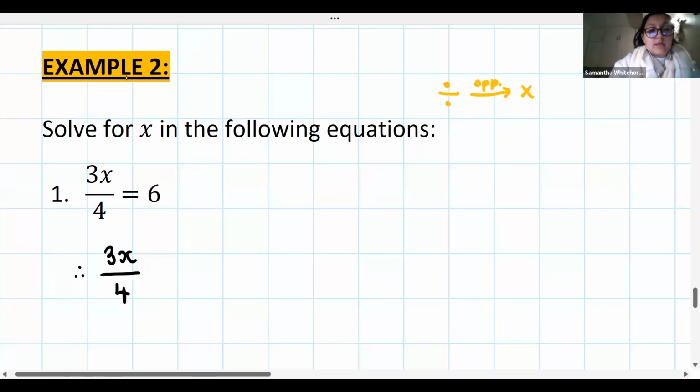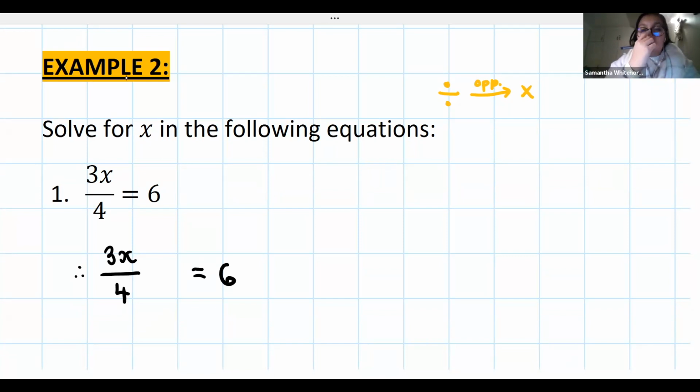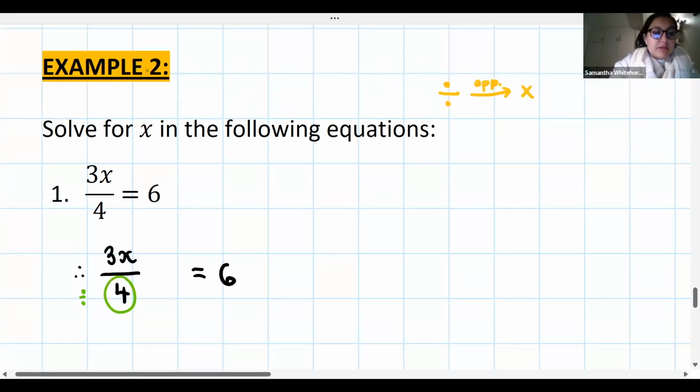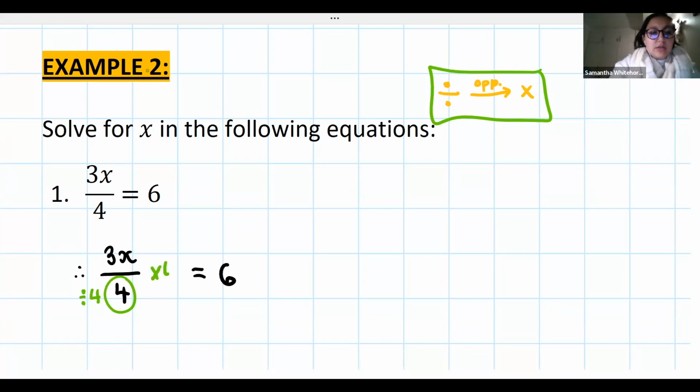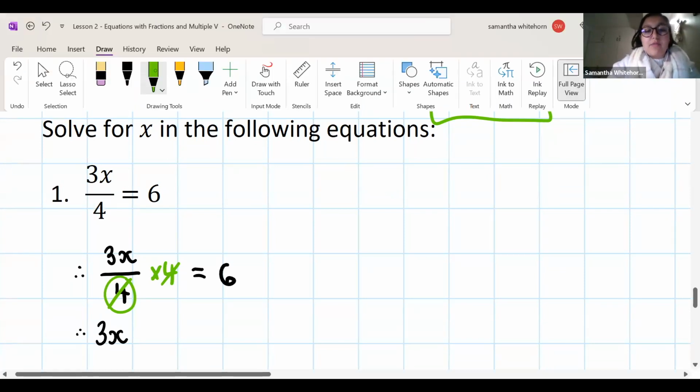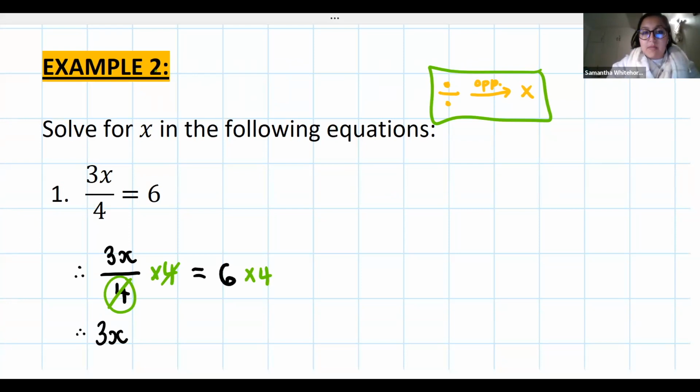I'm just rewriting it because I'd like some space next to my fraction. Now, whenever we do have fractions, our goal should be to try and get rid of the denominator as soon as possible. This denominator is essentially telling me I'm dividing 3x by 4. So according to my opposite operations, I now need to times by 4. That will essentially get rid of my denominator and leave me with just the 3x on the left-hand side. But remember, grade 8s, if you're going to times the left by 4, you also need to times whatever is on the right-hand side by 4. So that means we've got 3x is equal to 24.